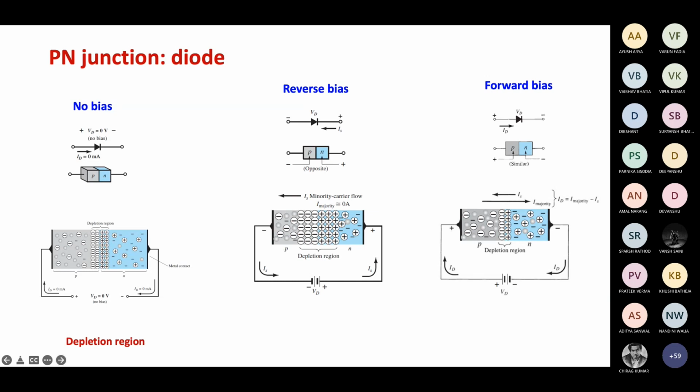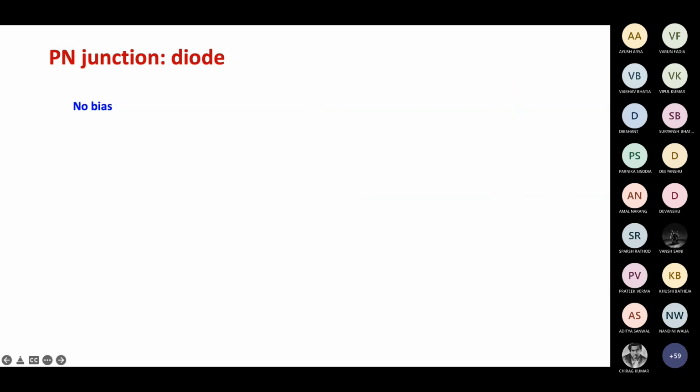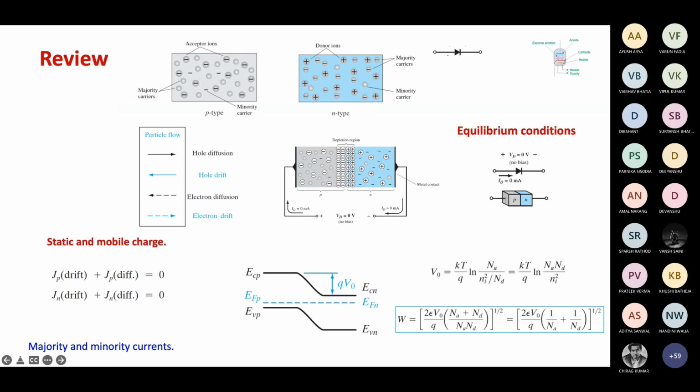Since things are now more or less clear, when there is equilibrium, no bias, no external voltage, this is the status of the PN junction. In forward bias, the depletion region is reduced, and the diffusion current becomes more. As we discussed last time, in forward bias this barrier is reduced, and with the reduction of the barrier, the diffusion component of the current becomes quite dominating. It becomes extremely large as compared to the drift component, and that's why there is a net current in the junction in the forward bias.